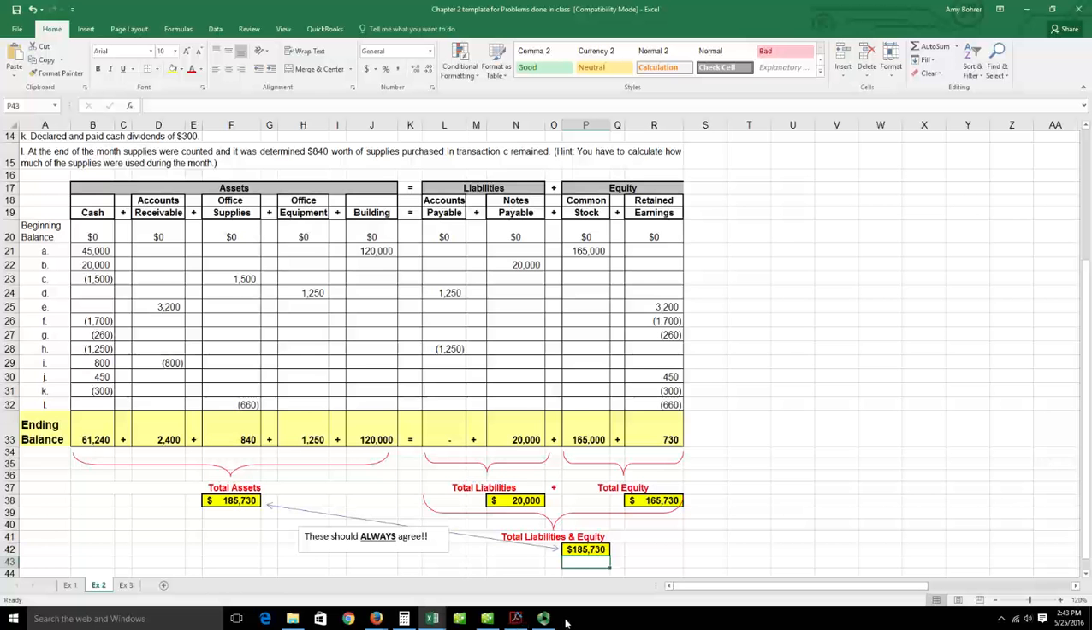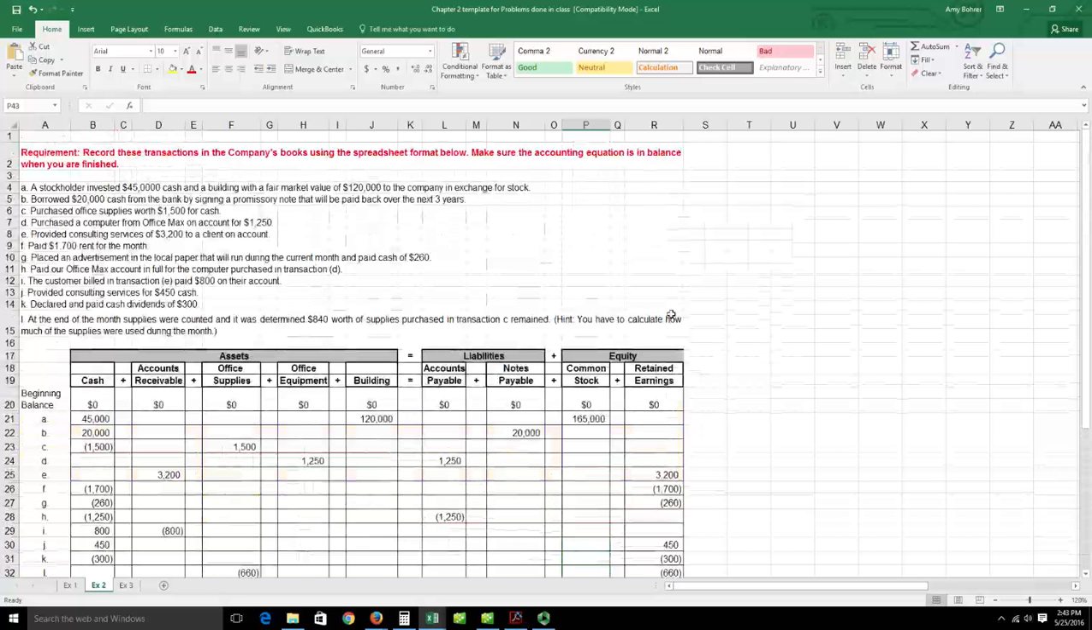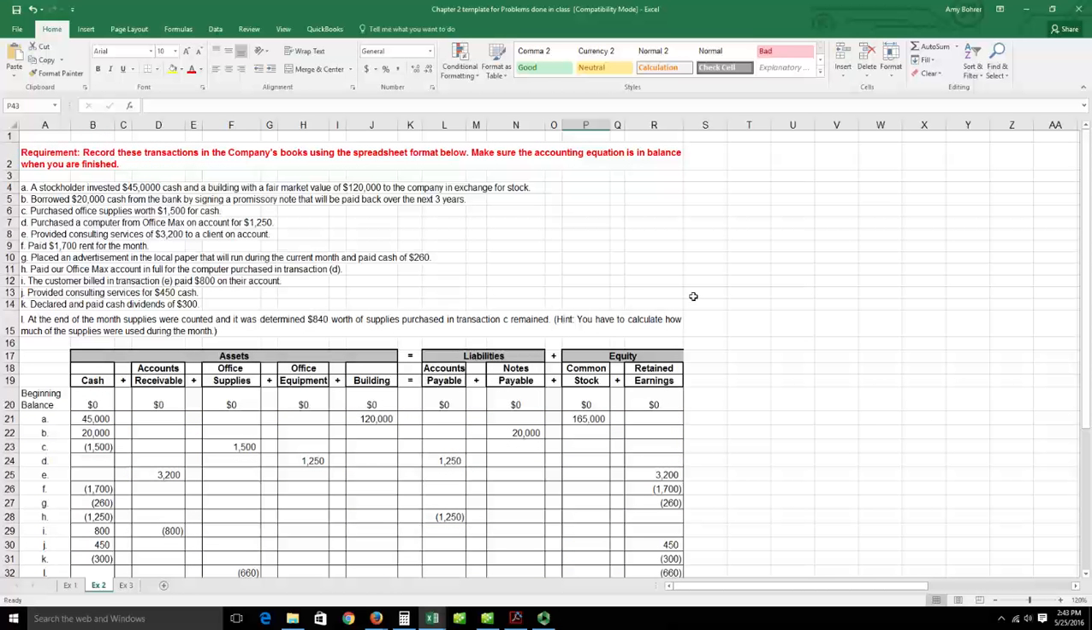Okay, so that's it for this. The difficult part with this is being able to read the transaction and determine what accounts are affected. But the nice thing here is you have all the possibilities laid out in front of you.